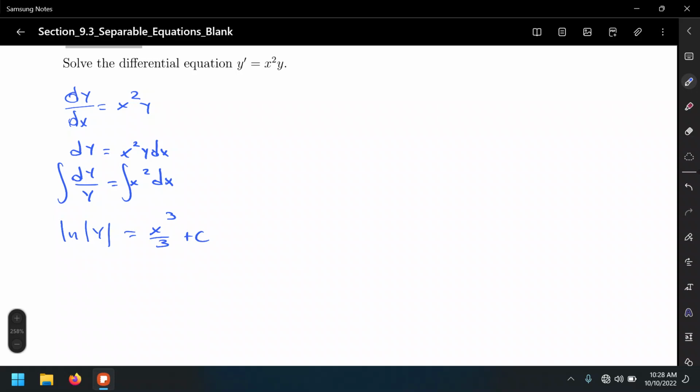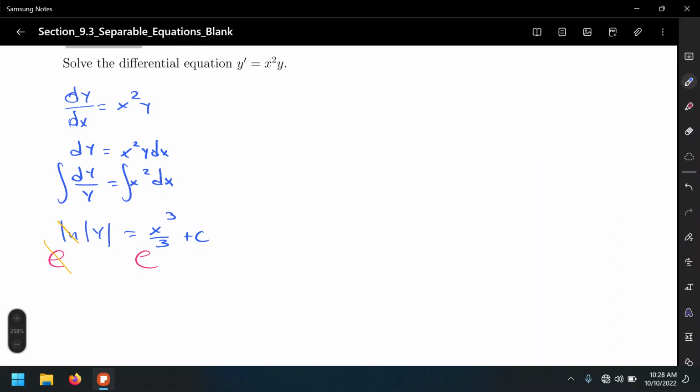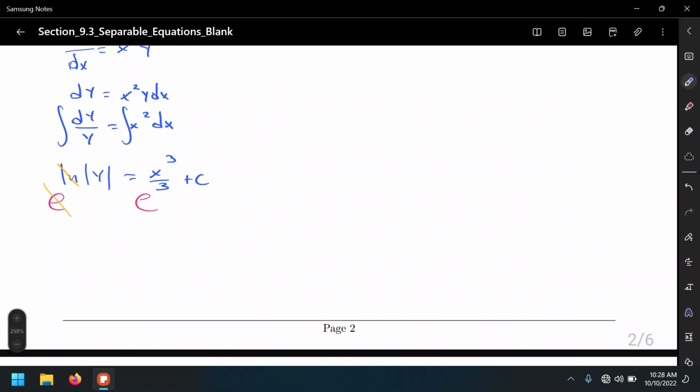So we're essentially done solving the differential equation, and we may go about solving this for y. We need to get rid of the ln, and we also need to get rid of the absolute value, so there are a couple of things to get rid of first. Let's eliminate the natural log. Notice how these two cancel, because they are inverses of one another. That leaves us with the absolute value of y equals e to the x cubed over 3 plus c.